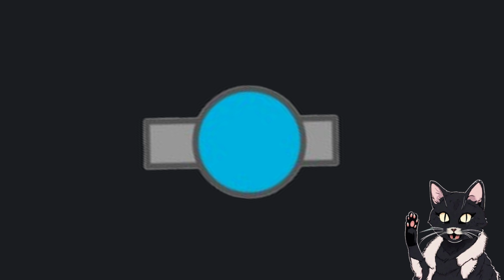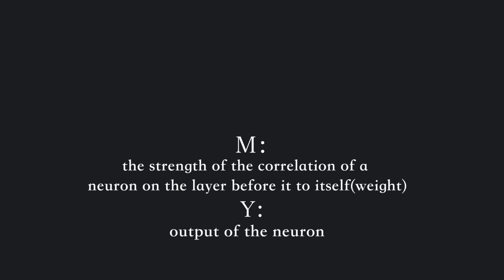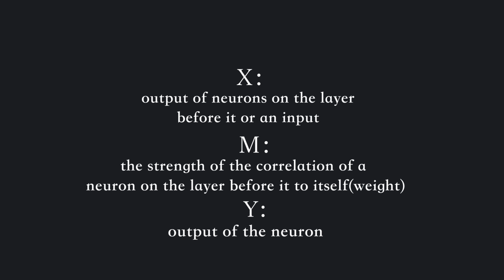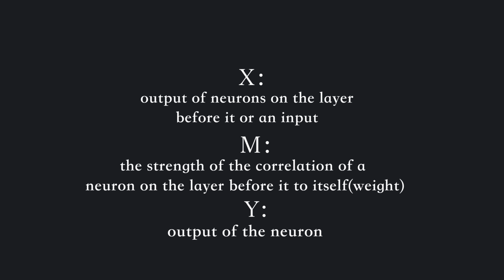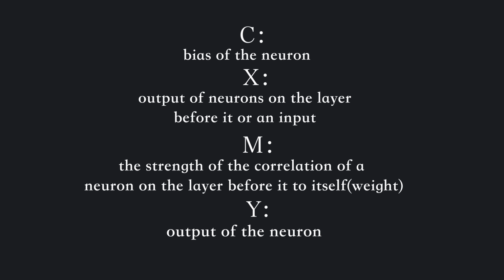Let's break down a single neuron or node and how it gets its output. Y stands for the output of the neuron. M stands for the strength of the correlation of a neuron on the layer before it to itself, or the more technical term, weight. It could also be the weight of the input on a neuron. X stands for the output of the neuron on the layer before it, or it can be an input. C stands for the bias of the neuron.